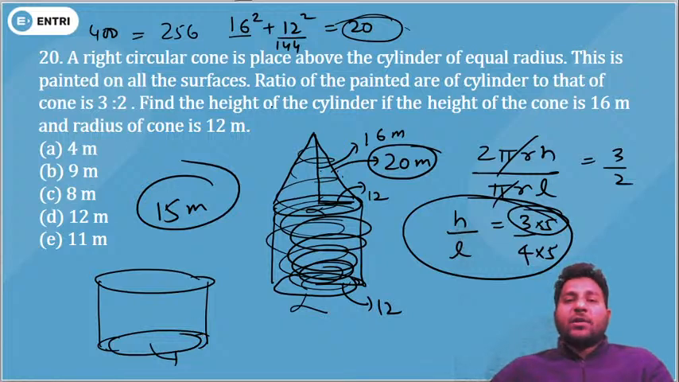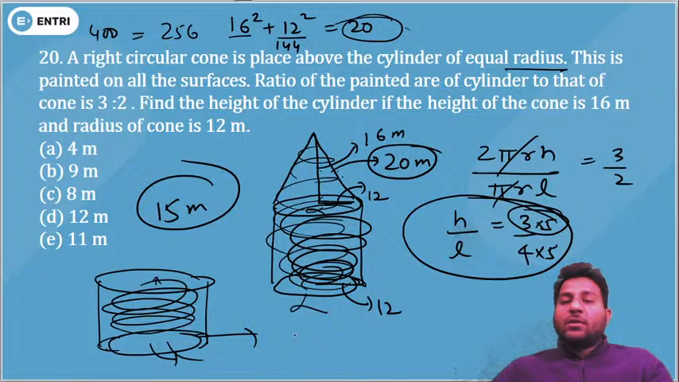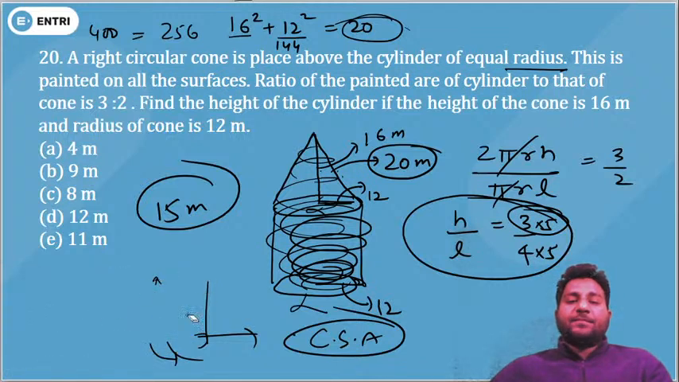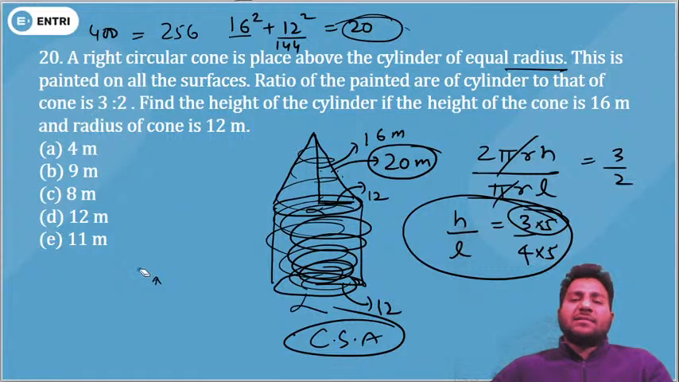Look, a right circular cone is placed above the cylinder of equal radius. If we are painting something, we should not include the bottom and top side, because we will only consider the outer side. That's why I took the curved surface area. Yes, it may match the answer, but I believe we should not take this. You can match the answer.